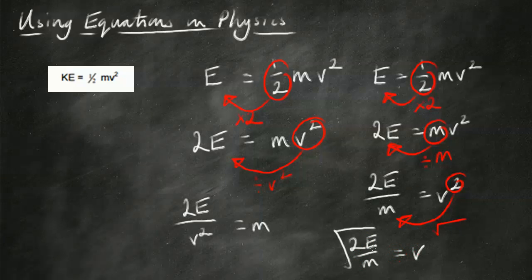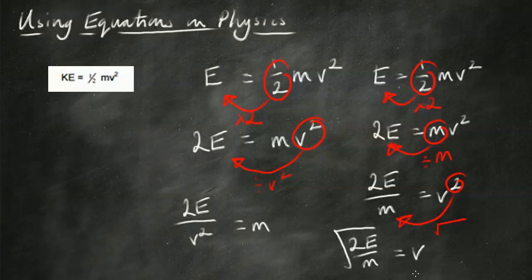Now you must remember that you need to do in the calculator root, brackets, all of that, and then hit the equals, or at least calculate 2e divided by m and then root that answer to get v. You have to do it in the correct order, otherwise you're going to get a funny answer there.